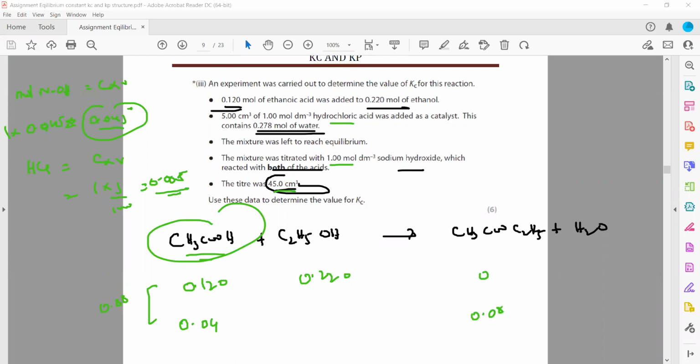And the water initial moles were 0.278, so we add 0.08, and it will be 0.358. And for ethanol, the ratio is 1:1, so 0.08 will also be used up. So how many moles are left at equilibrium? These are the moles at equilibrium. We substitute them into the expression for Kc to get the value for Kc. So using sodium hydroxide, we got the moles, and using the moles of HCl, we got the moles of ethanoic acid.